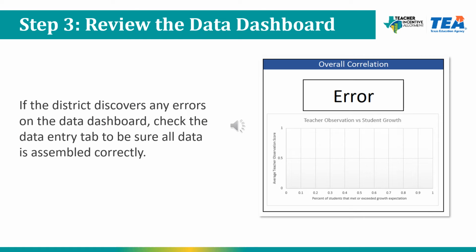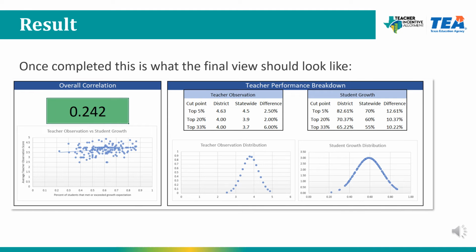Step 3 of the process is to review the data dashboard. If an error is presented, check the Data Entry tab to confirm the data is assembled correctly. The final product will reveal graphs and tables with key analysis on your dataset.